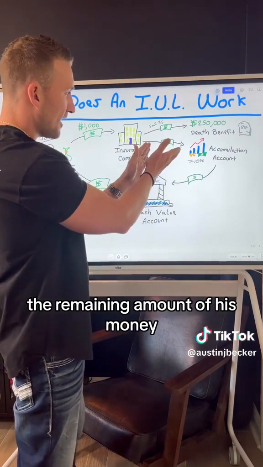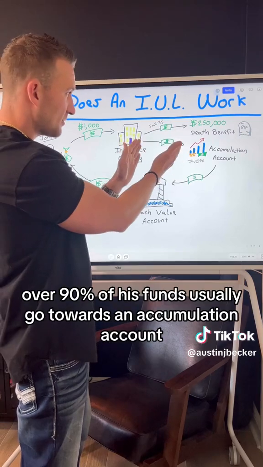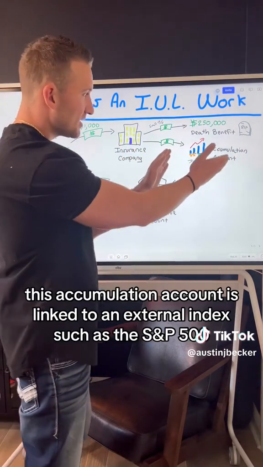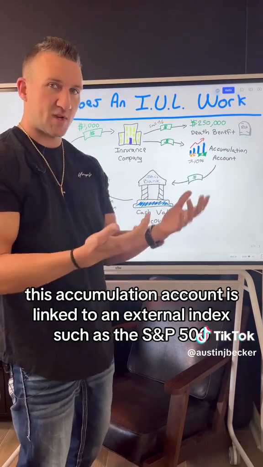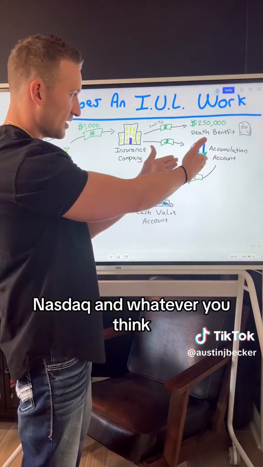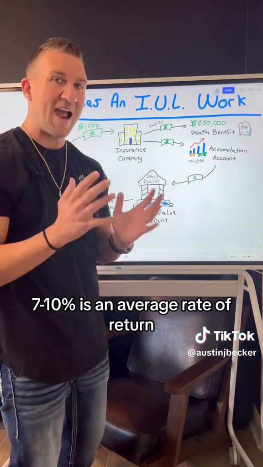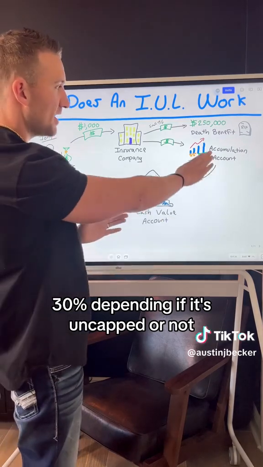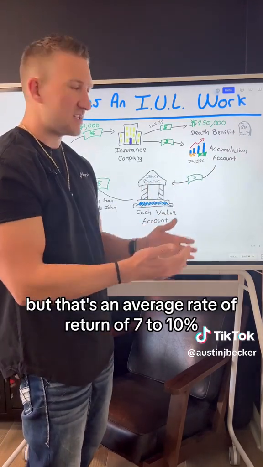The remaining amount of his money, which is the majority of it, over 90% of his funds, usually go towards an accumulation account, okay? This accumulation account is linked to an external index such as the S&P 500, BNP, Barclays, NASDAQ, whatever you think. 7 to 10% is the average rate of return. There could be years of 20%, 30%, depending if it's uncapped or not. But let's say an average rate of return of 7 to 10%.